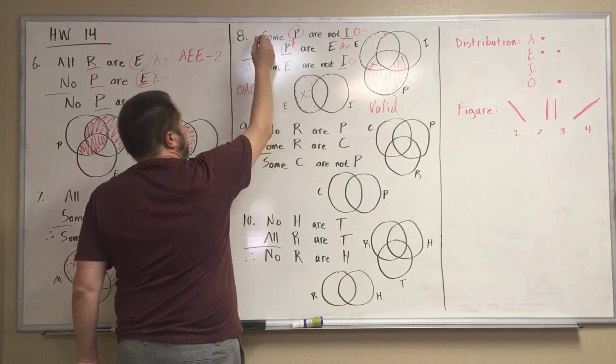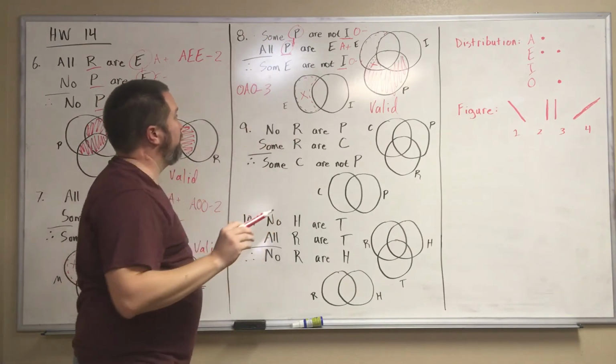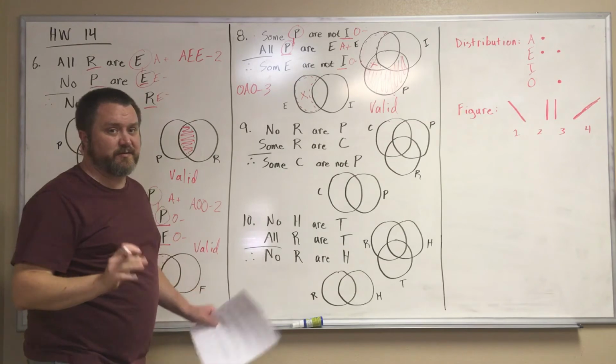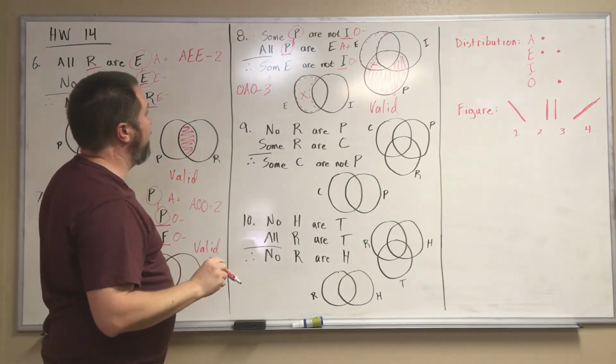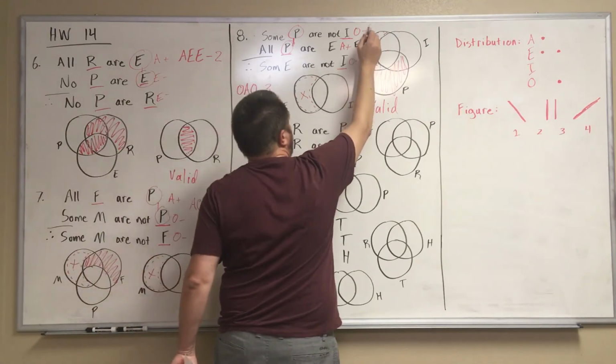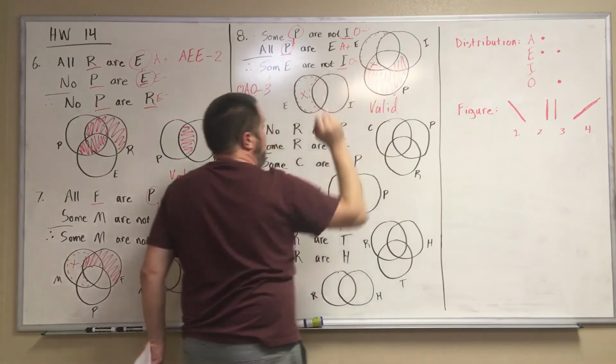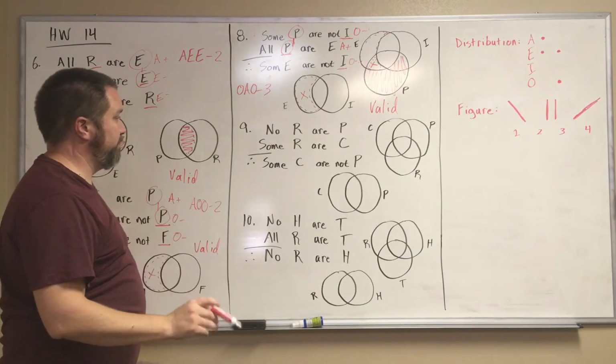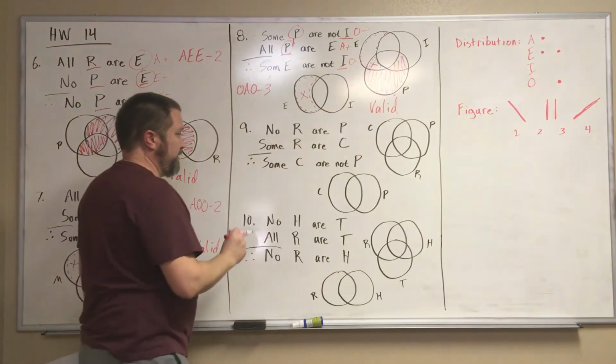Existential fallacy, we have a particular premise, so we don't have to worry about that. And then we have one negative premise, one negative conclusion, matches up, so we're good. Passes all the tests.